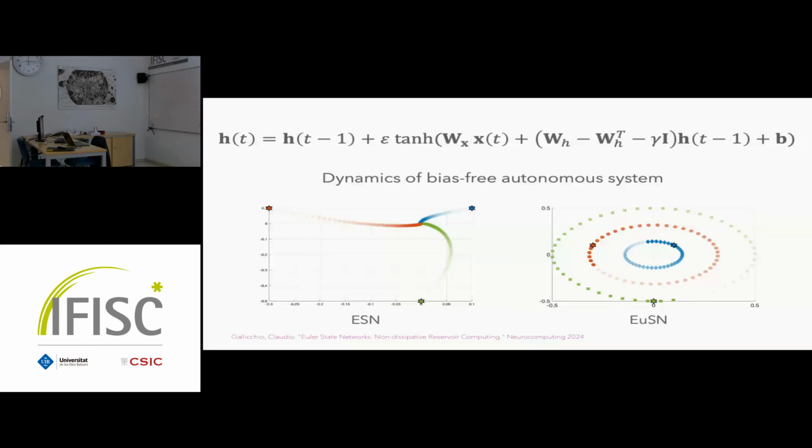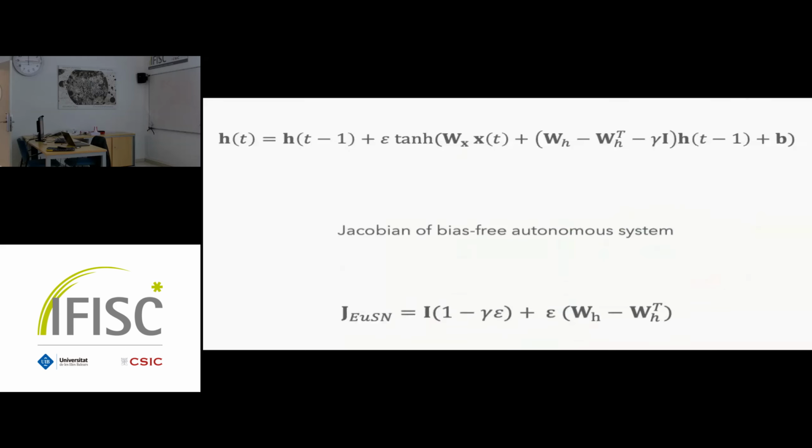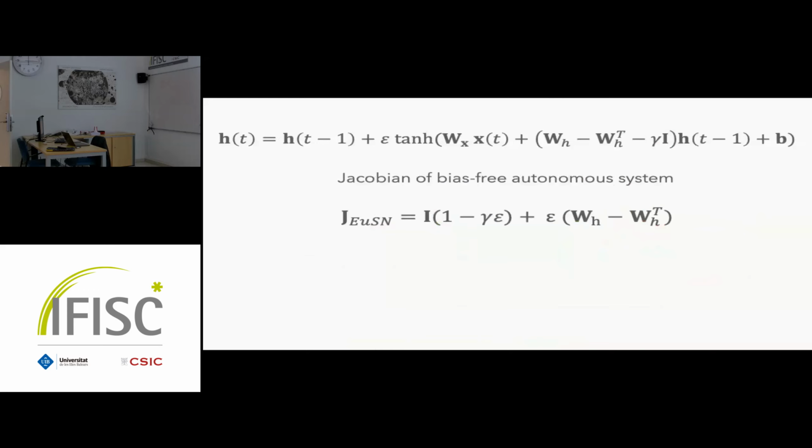No, this is not happening. And this is actually a crucial difference between the Euler and the residual echo state networks, because the residual echo state networks are still dissipative. Okay, again, you can do the same study of the Jacobian of the bias-free autonomous system. And now you can see that you have the identity times, let's say, 1 minus gamma epsilon, where gamma and epsilon are the hyperparameters, plus epsilon times the antisymmetric matrix, right?